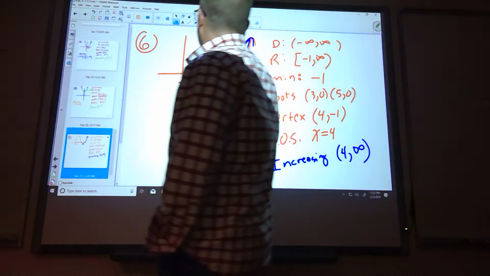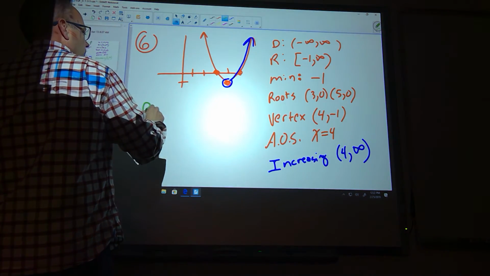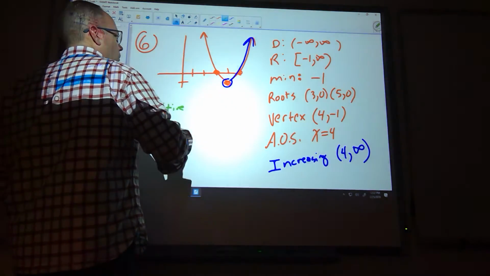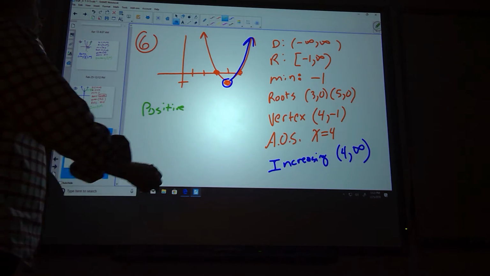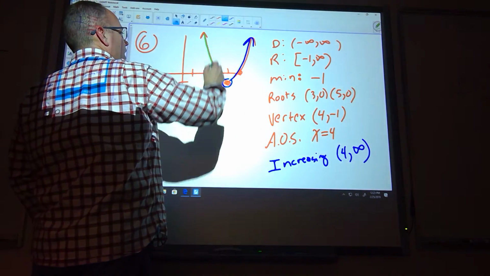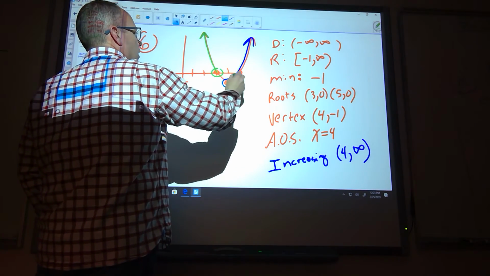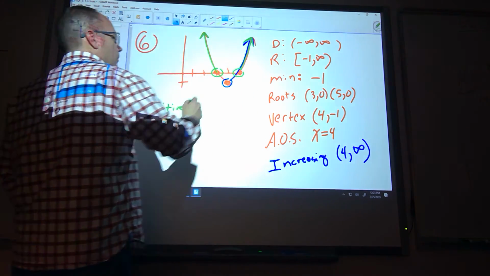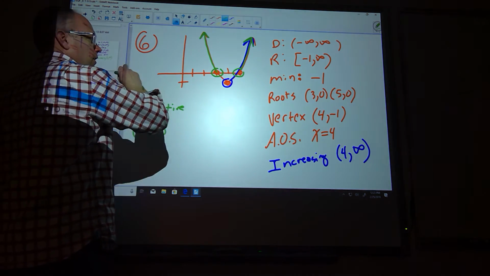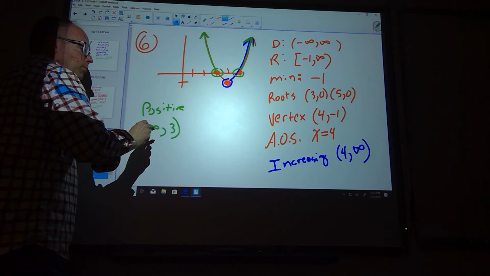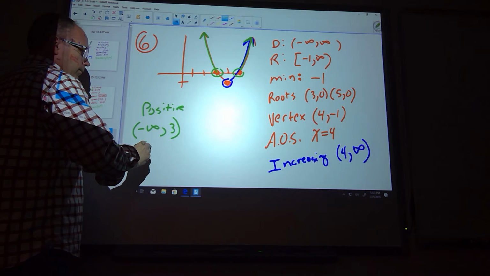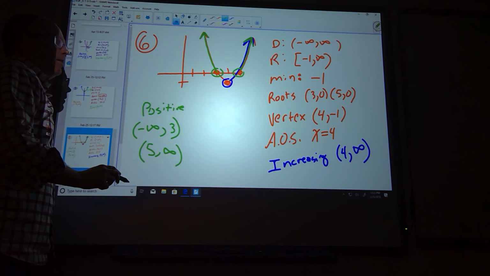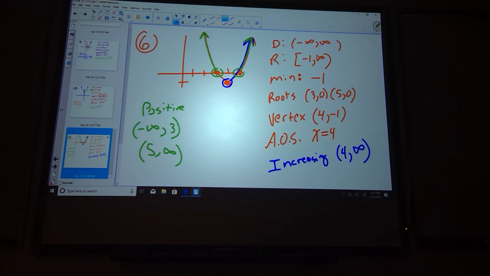And then where is my graph positive? Is there one region that's positive? Are there 2 regions that are positive? Are there 3 regions? Are there none? There's 2. So it's positive here, right up to that point there. And it's positive there. So it's positive from negative infinity, coming this way, all the way to 3. Rounded bracket, because exactly at 3 it's 0. And then from 5 to infinity, that's where we have our graph being positive.